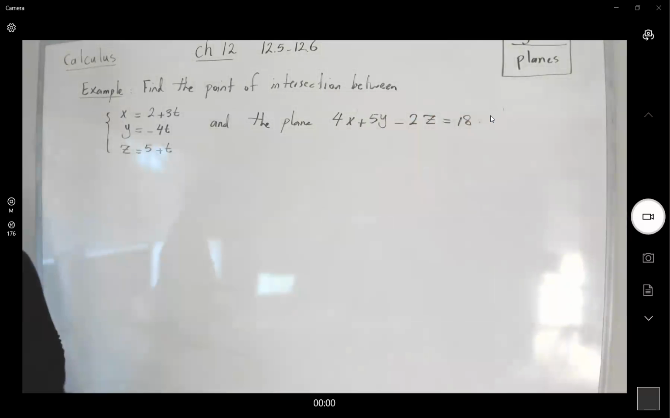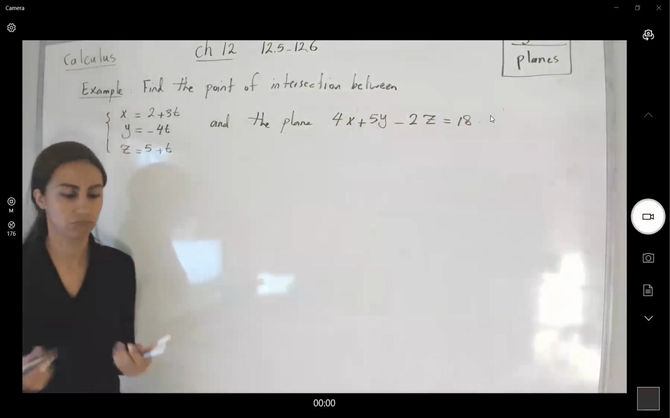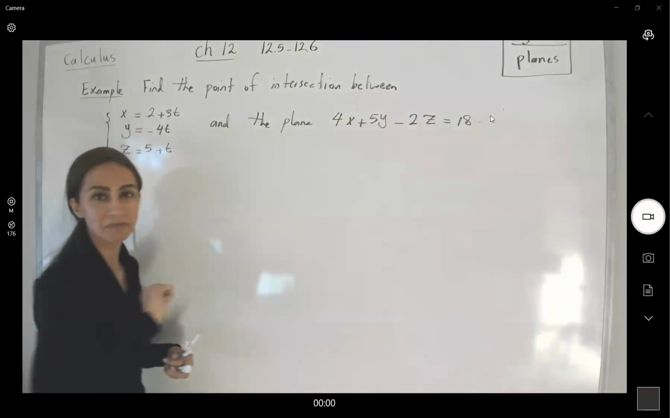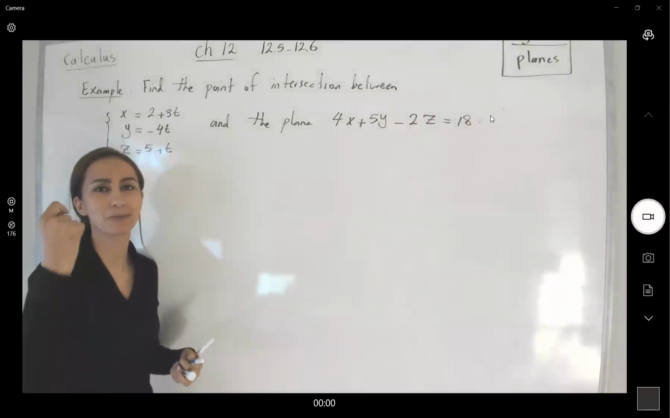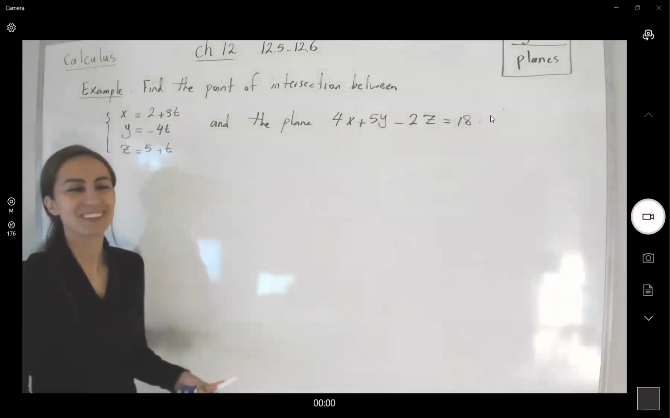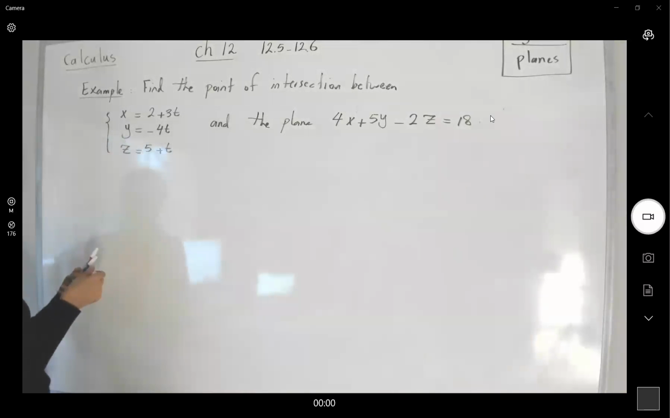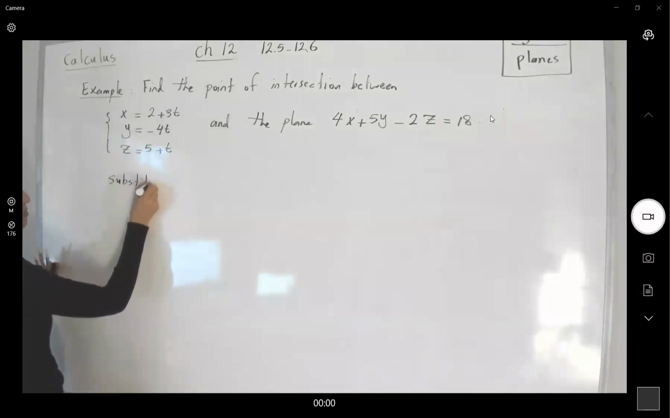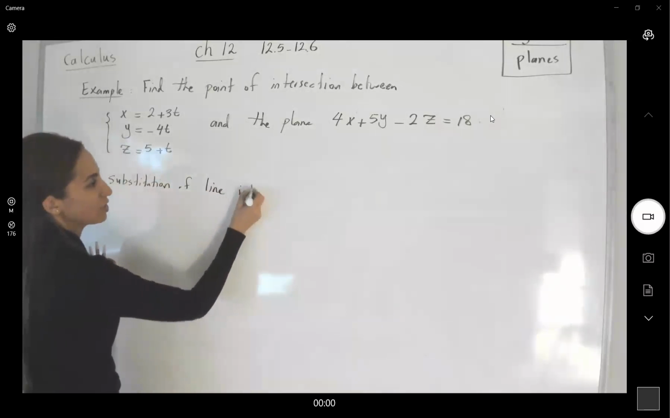Okay, perfect. Well, here you have 3 variables, 1, 2, 3. To solve the equation, we need to write everything in terms of 1 variable. So if you look at your line, everything is written in terms of t. Just substitute everything here. So substitution. Substitution of line into the plane.